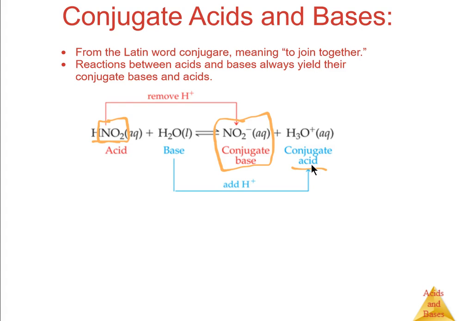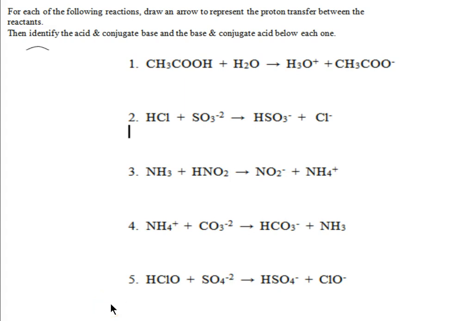Okay, I think the next slide is like 10 examples. Do you need more time on this slide? Following reactions, draw an arrow that represents the proton transfer between reactants. Then identify the acid and conjugate base and the base and conjugate acid below each other. All right. So what we're going to do is we're going to take this and tie it to that, and this and tie it to that. Now we're not doing oxidation and reduction, so don't stress about that. That's just showing you your differences.